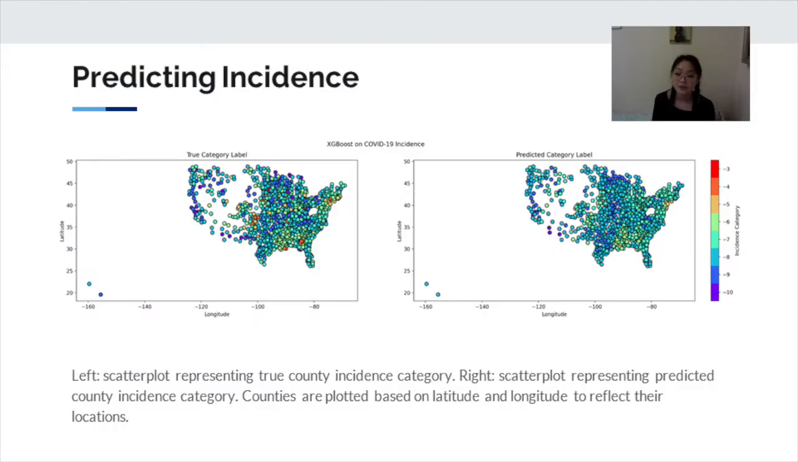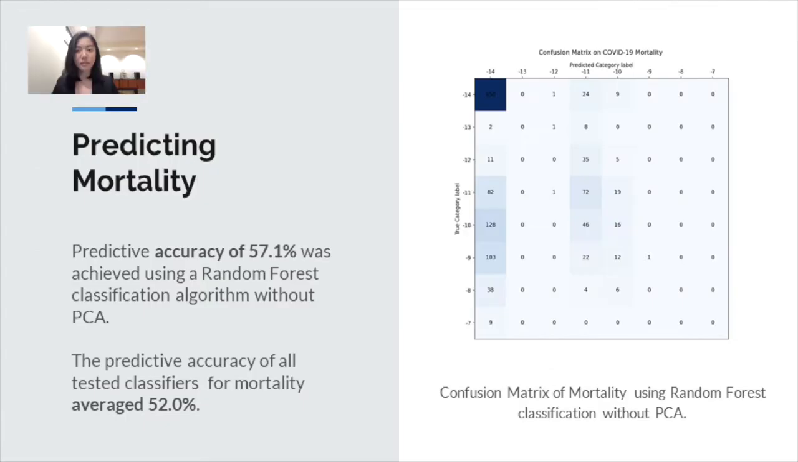On the next slide, we have two graphs plotted with latitude and longitude to depict their locations in the United States. The graph on the left represents the true categories of these counties, and the graph on the right represents the predicted categories. For example, we can see the true values of the two counties in Hawaii were -8 and -9, but both were predicted to be a -8.